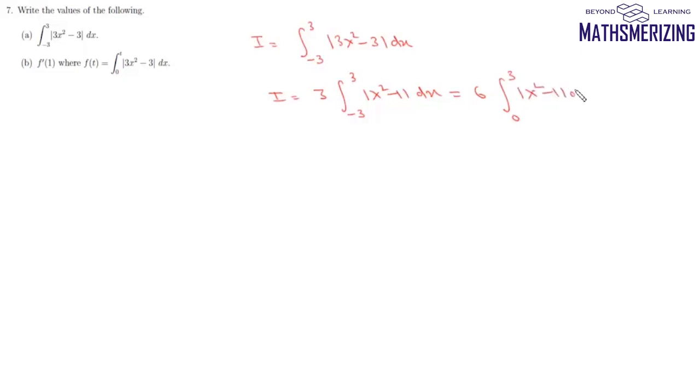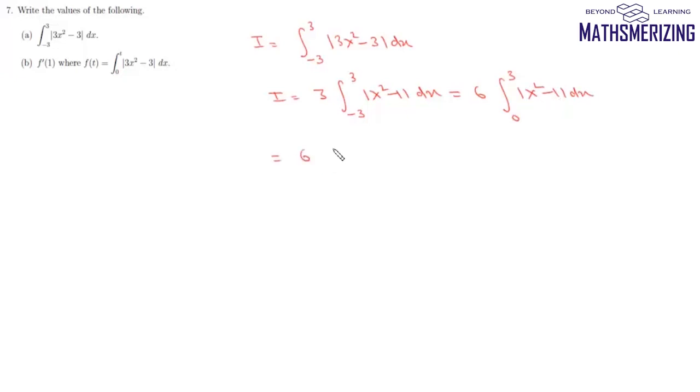Now question number 7 part A is, we are given this integral from minus 3 to plus 3 mod of 3x square minus 3 dx. Now we can take this 3 out. Then we can write from minus 3 to plus 3 mod of x square minus 1 into dx. Now this mod x square minus 1 is an even function. It will be 6 times 0 to 3 mod of x square minus 1 into dx. Now between 0 and 3 the definition changes at 1.